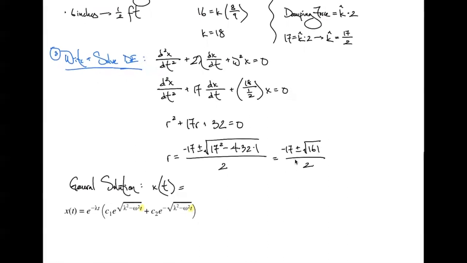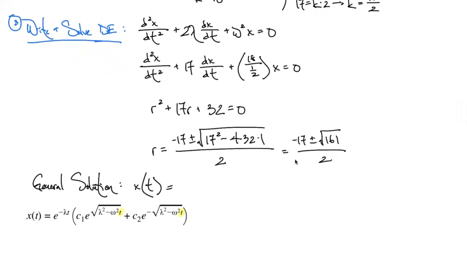And so if we take a look at this, we see that we have e to the negative 17t. All right, so that 17, actually that's 17 halves, right? That 17 halves tells us sort of how quickly things are going to stop moving based on this damping factor. Like how much slower is that motion going to get with respect to time?